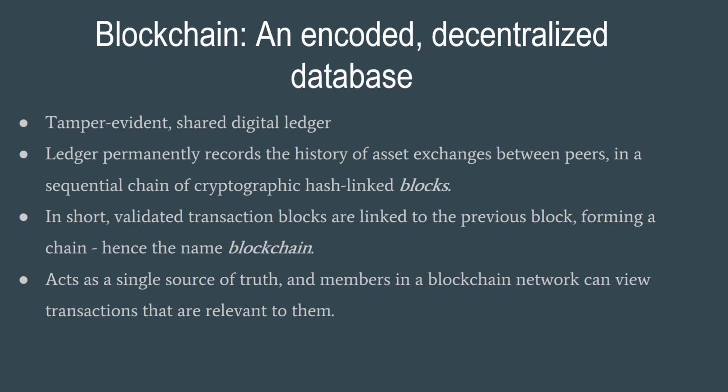All confirmed and validated transaction blocks are linked and chained from the beginning of the chain to the most current block, hence the name blockchain. The blockchain thus acts as a single source of accurate information, and members in a blockchain network can view only those transactions that are related to them.